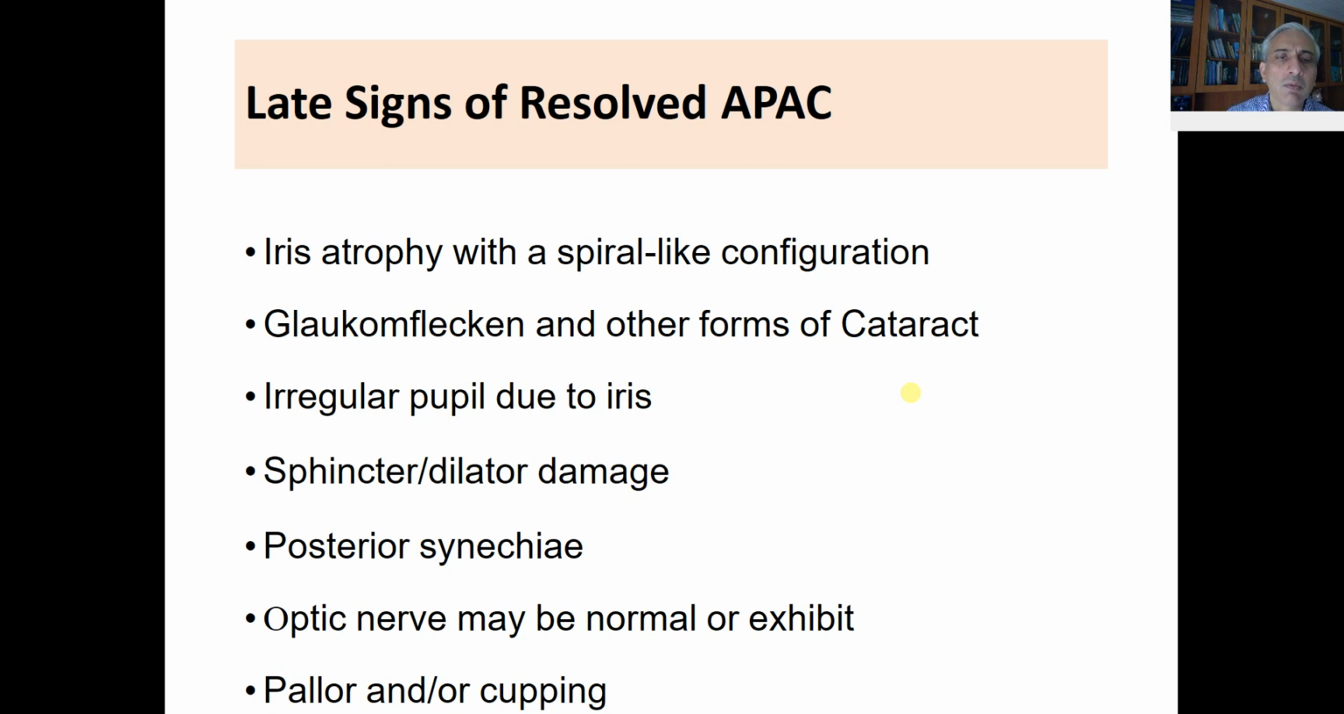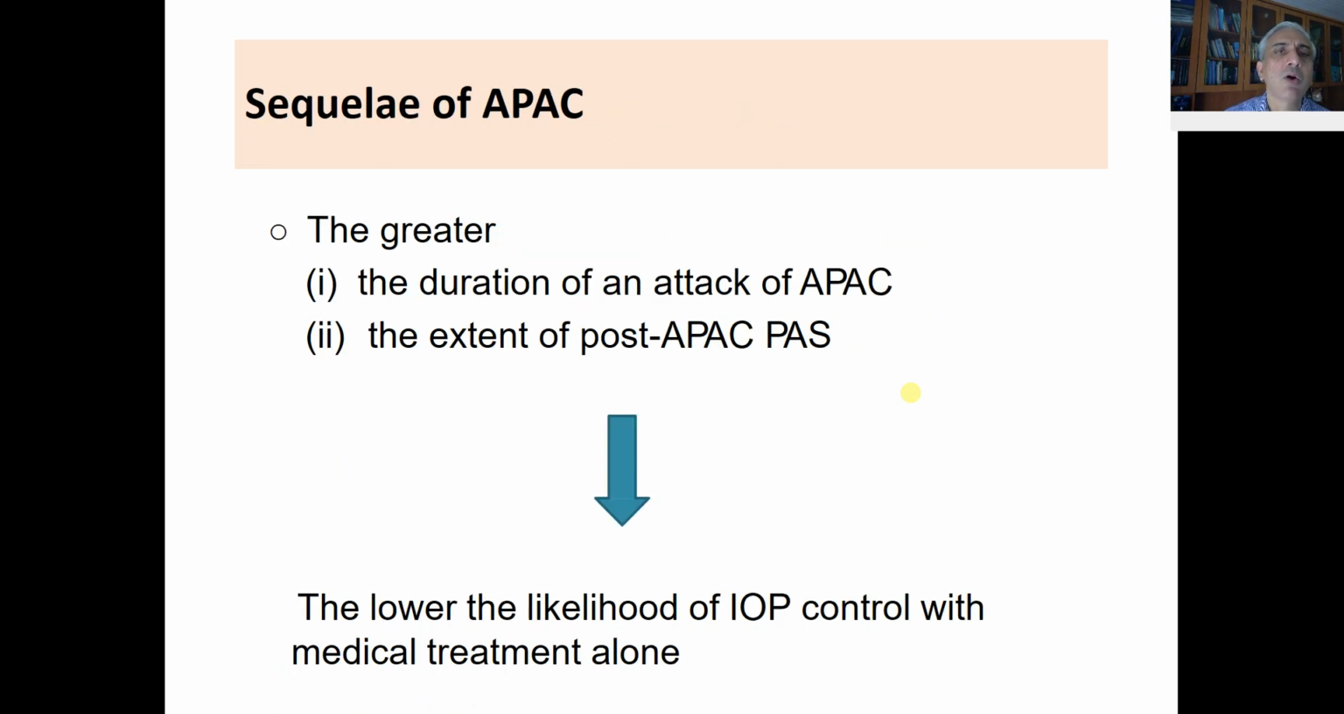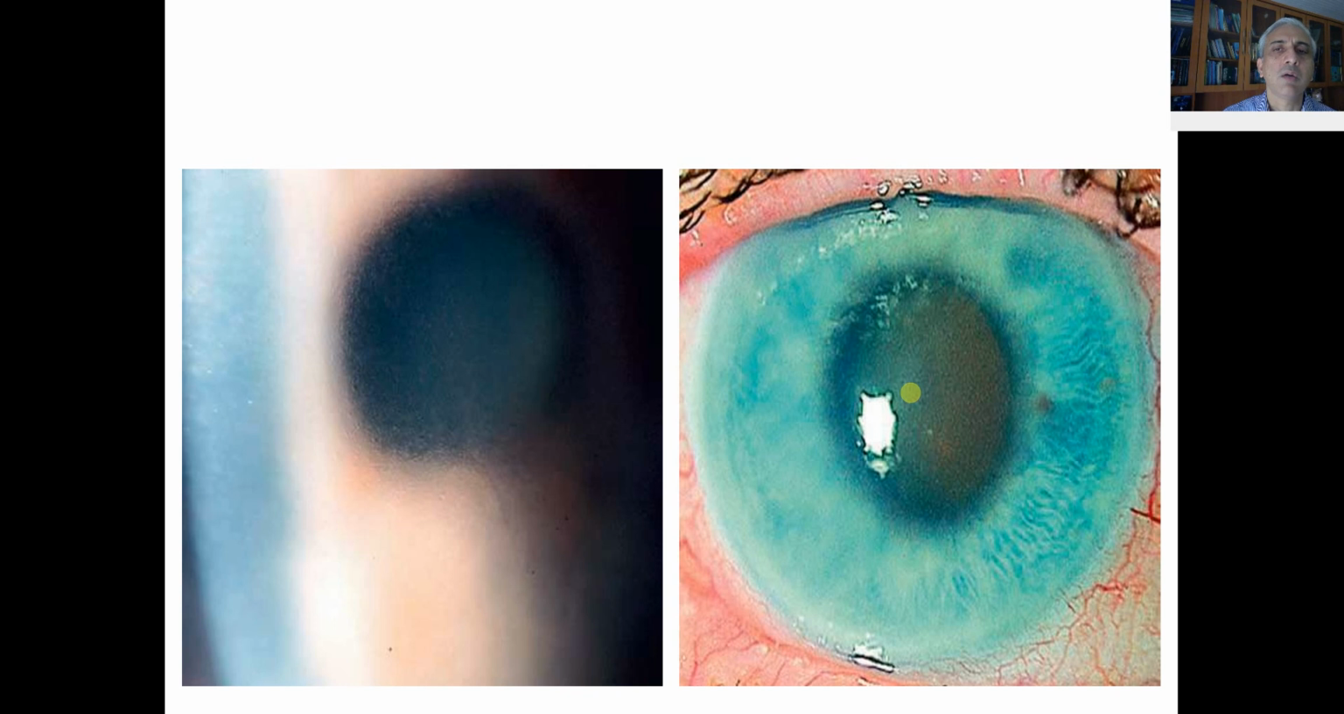Optic nerve may be normal or exhibit pallor and or cupping. Sequelae of APAC: the greater the duration of an attack, the greater the extent of post-APAC PAS, and the lower the likelihood of IOP control with medication. Because once you close more than 2/3 of the angle, the eye cannot maintain a normal intraocular pressure and the eye will have a constantly raised pressure, thereby producing damage to the optic disc.